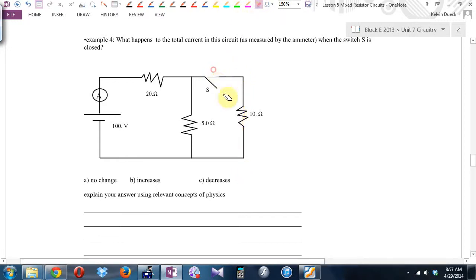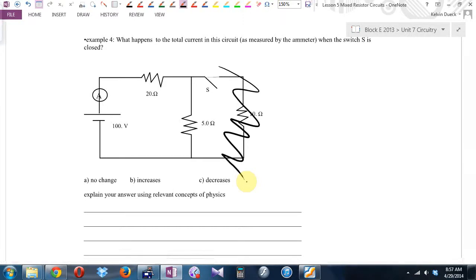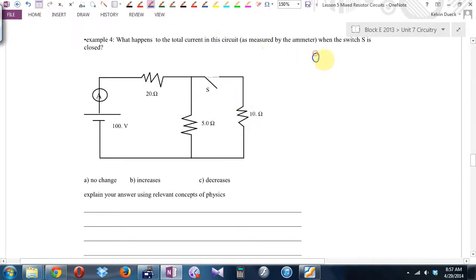So mathematically, temporarily, don't write this down, I can ignore that. Which means what I really have is 2 resistors, the 20 and the 5. The 20 and the 5, are they in series or in parallel? So the mathematical equivalent with it open is a 100-volt battery. And how big a resistor? 25 ohms. What would that ammeter say total current was with it open? 4.